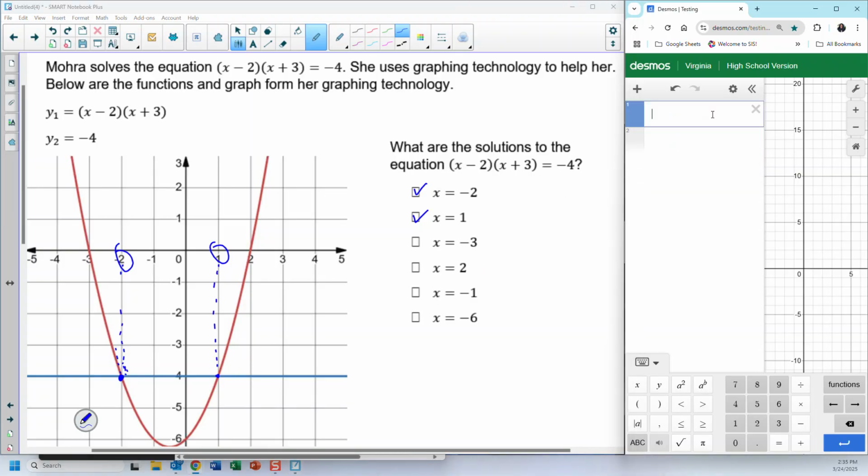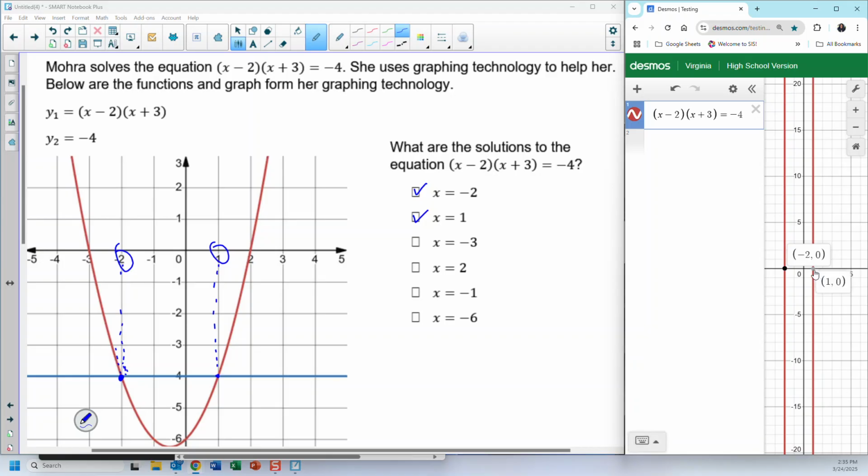Let's see if I can just graph it and find the answers as well. I think I can. And then I'm going to move it. Well, let me see if this works. I think this also works. Negative 2 and positive 1. Yeah, that also works.